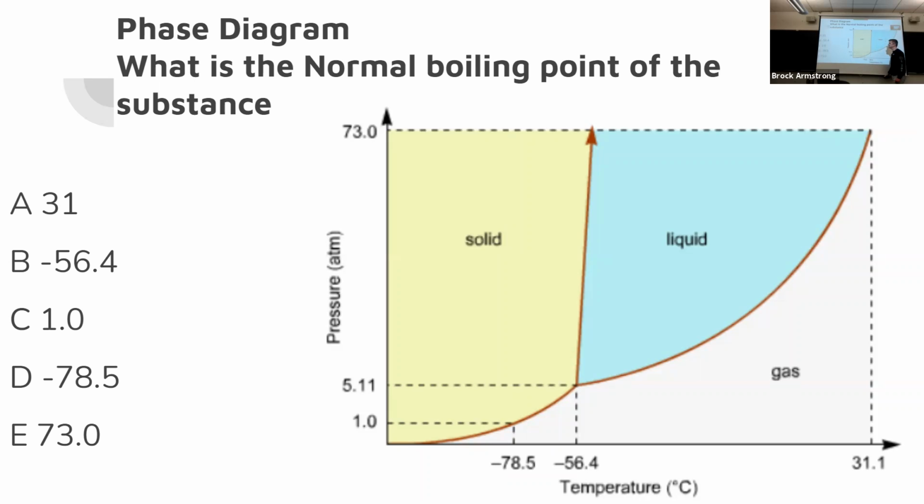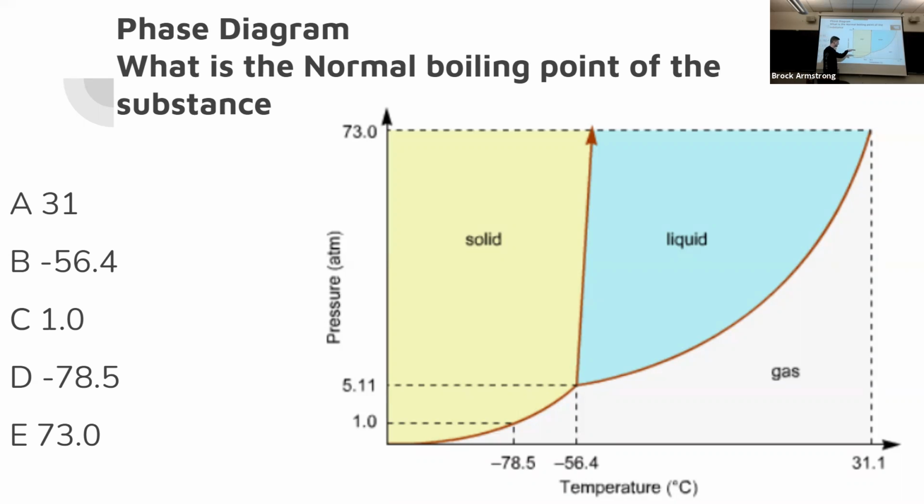So, is it 73? No, because 73 would be way on this side. It would be really far that way. So it's not 73, but as you may look, 73 is our pressure for hitting the supercritical point. So that leaves us with one answer of D, 78.5.